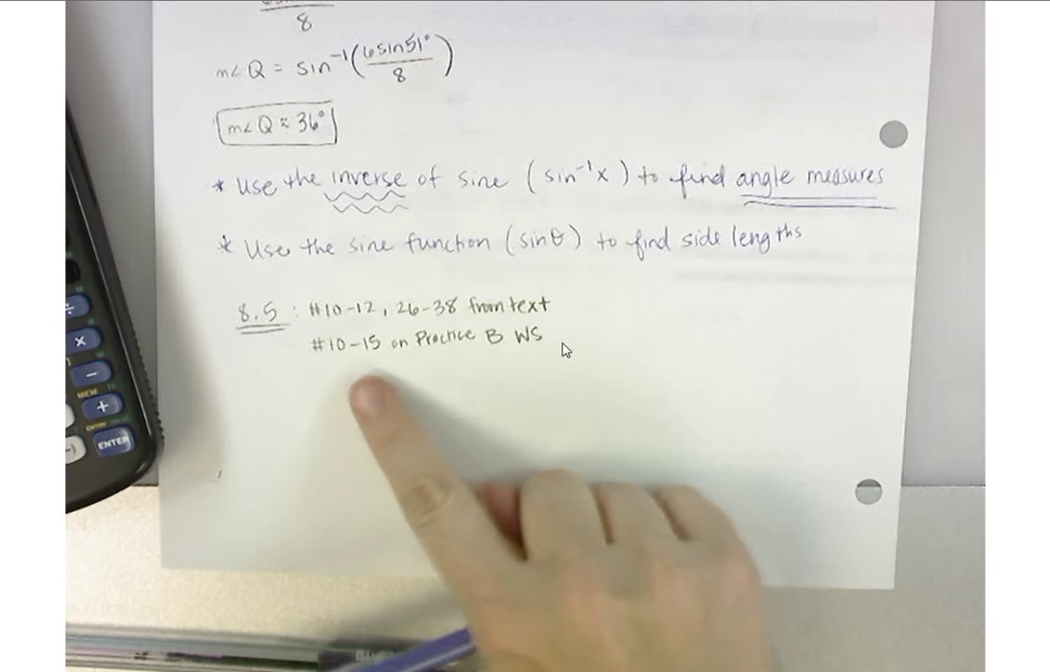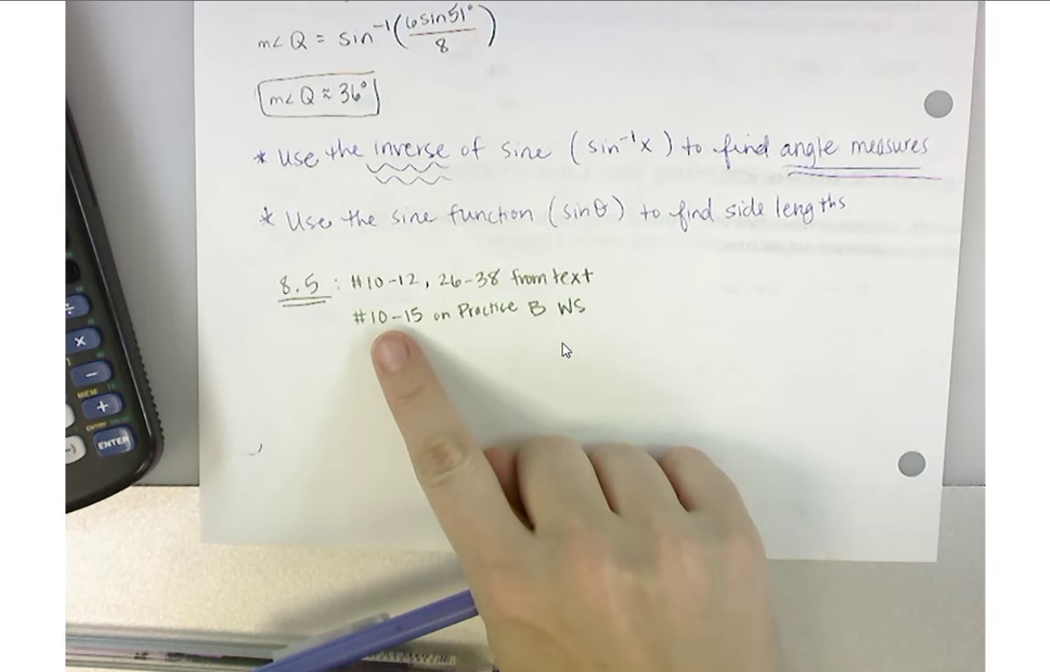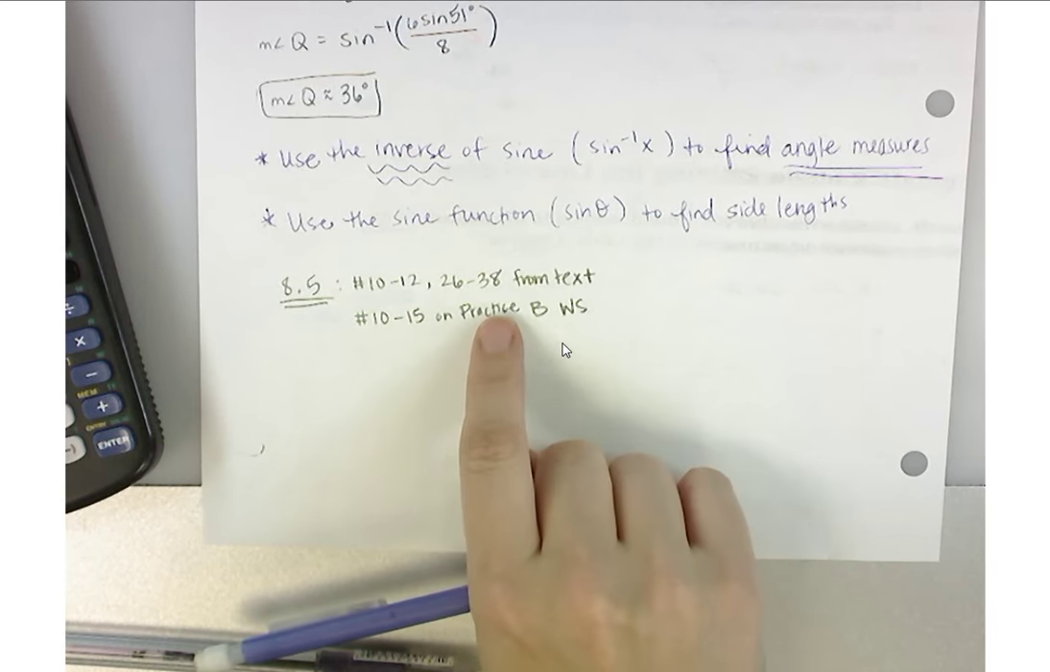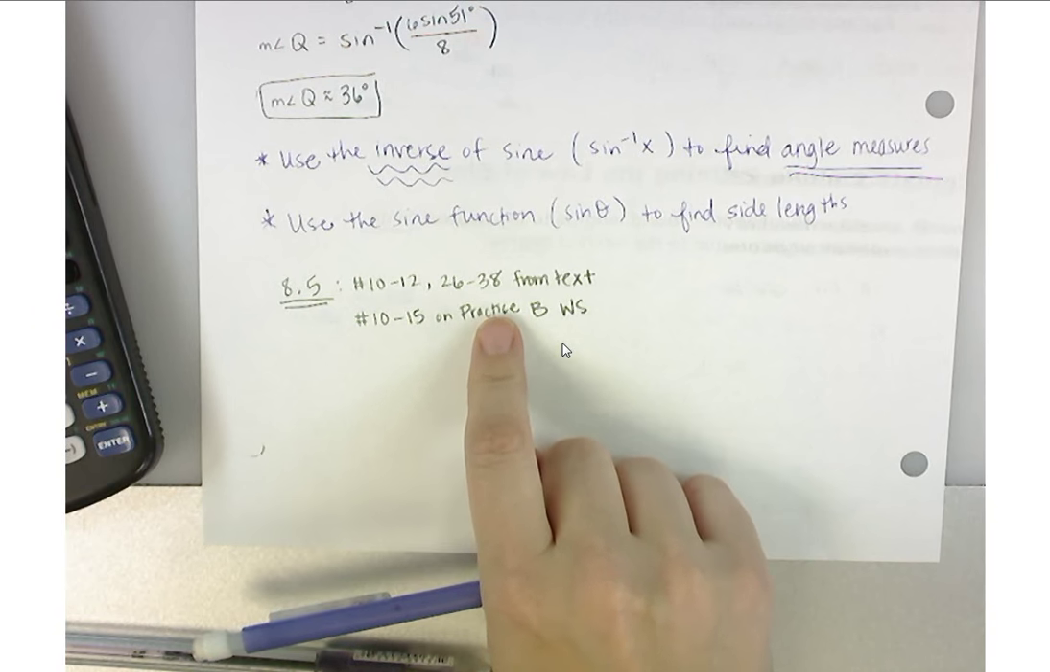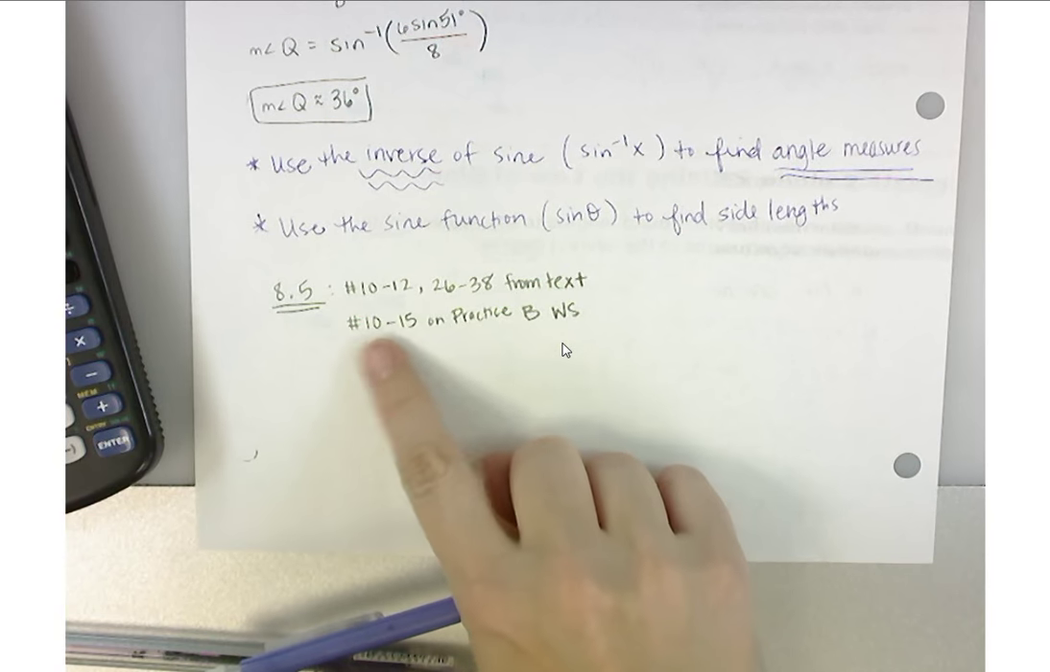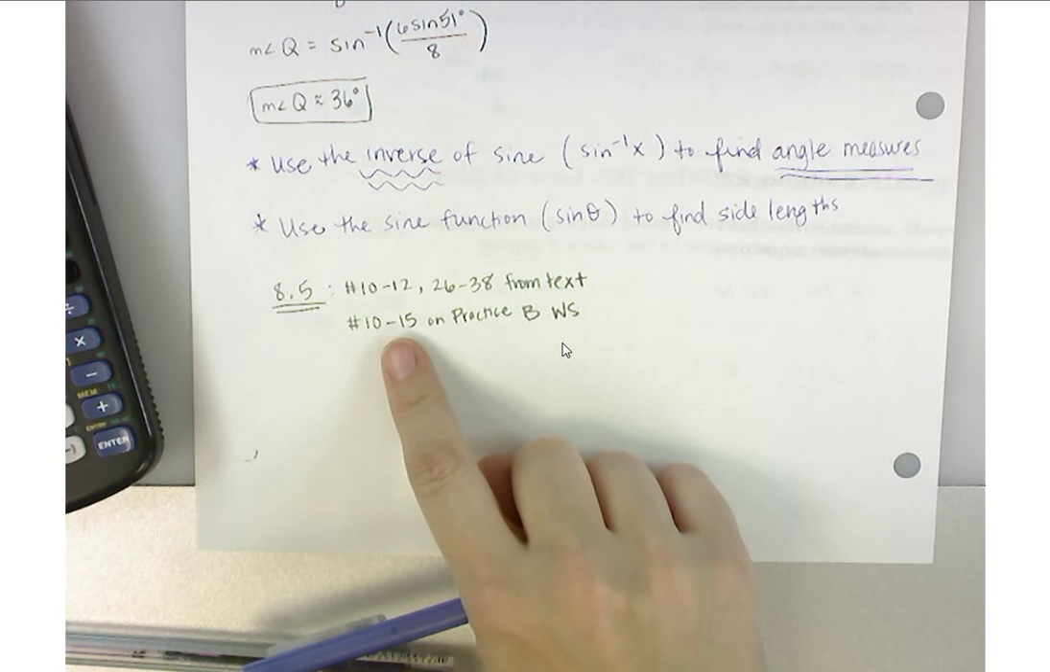Okay, now on this worksheet that I'm going to give you, there's 2 sides. One says practice A, one says practice B. Okay, so for practice B, you're doing 10 through 15. Okay, so maybe when you first get that, you want to circle that those are the ones that you're going to do. Did you guys find the page yet?